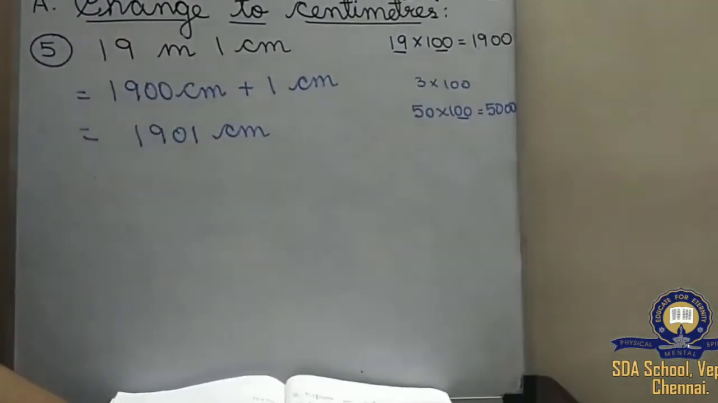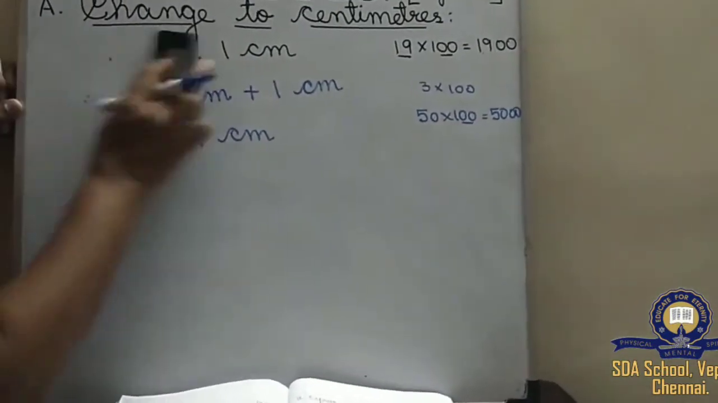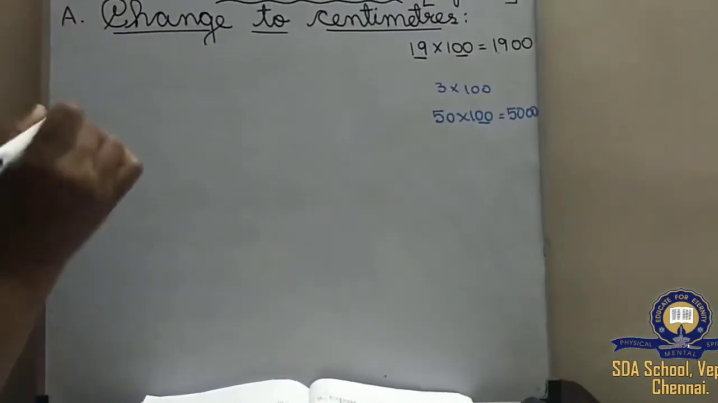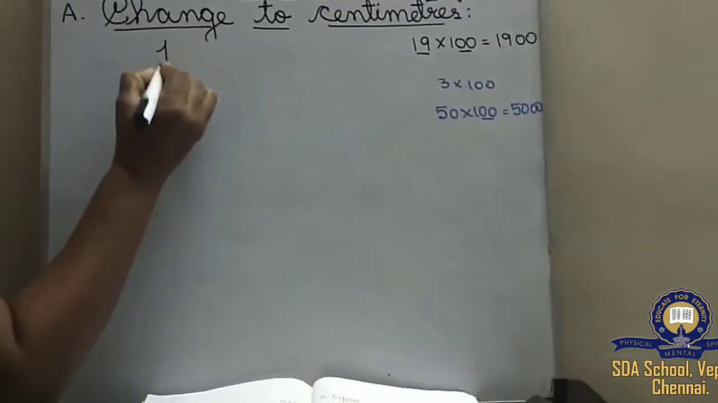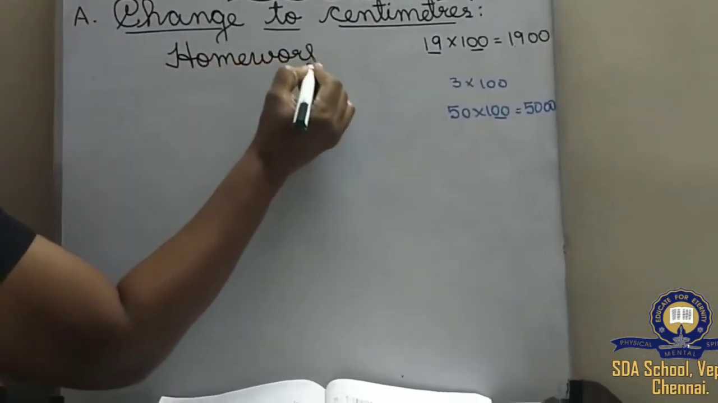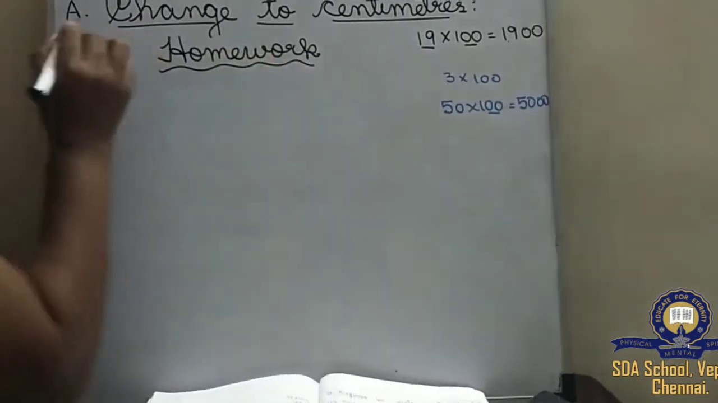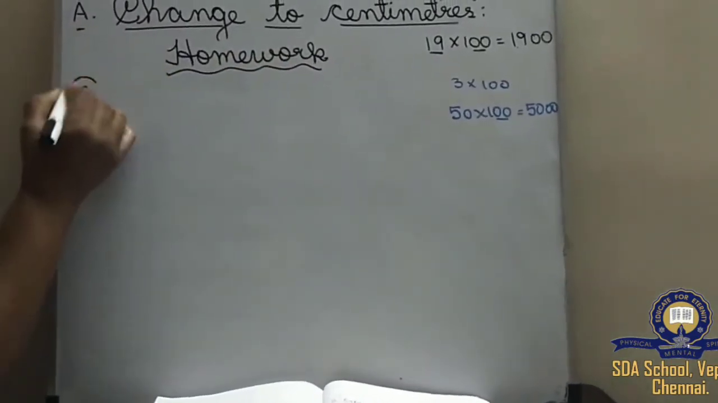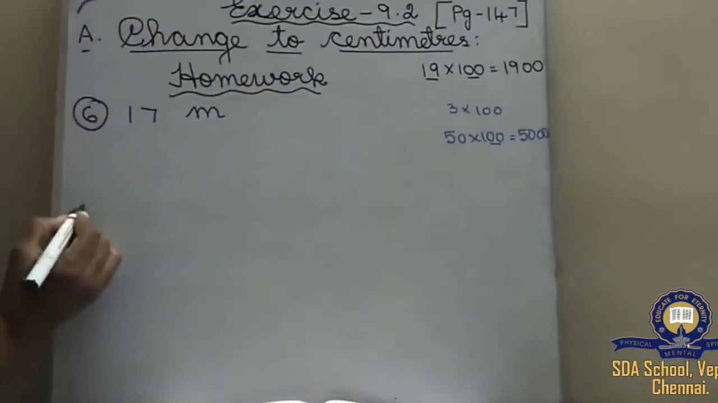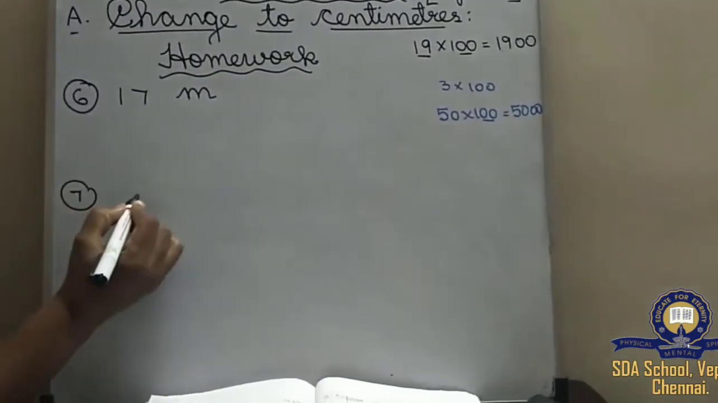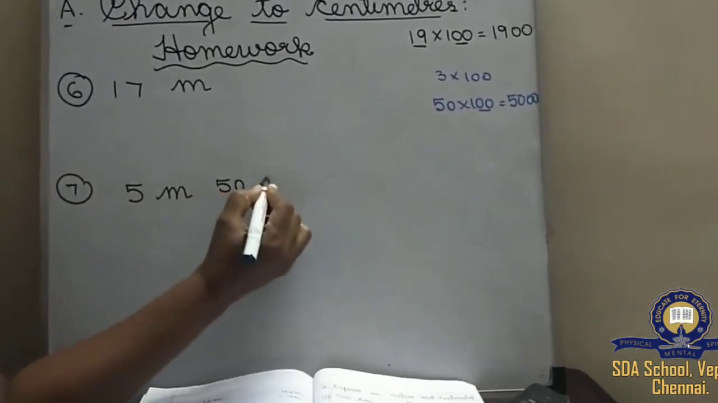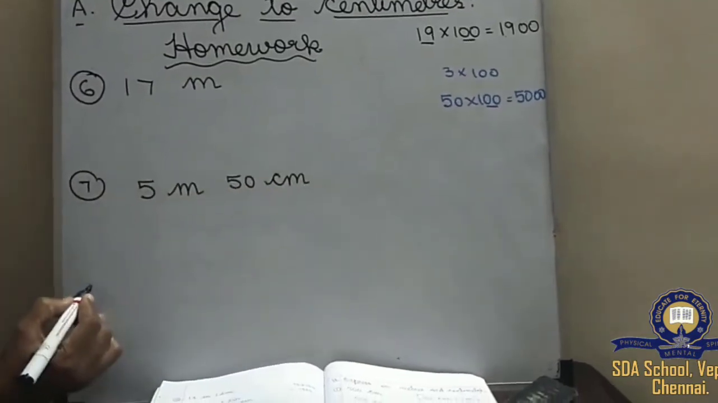Then I will give some homework sums. You have to do them, children. Otherwise, when I correct your notebook, I will find out. Okay, children? See, homework I have given 3 sums. Homework in the A1. From 6 you write. 17 meter. And then 7th sum, 5 meter 50 centimeter. And then 8th sum.